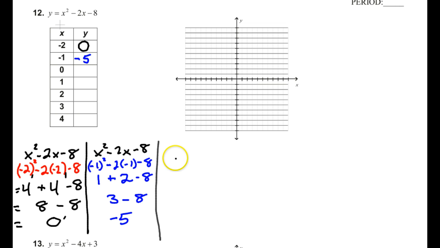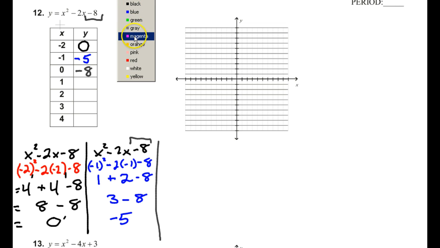And you just repeat that process. The 0 is going to be pretty easy. You just plug in 0, and you get negative 8. So anytime you plug in 0, you just end up with whatever the C value is, because these are going to be 0. Adding, subtracting 0 does not change anything. So 0 is kind of like a freebie anytime you have to plug in 0.